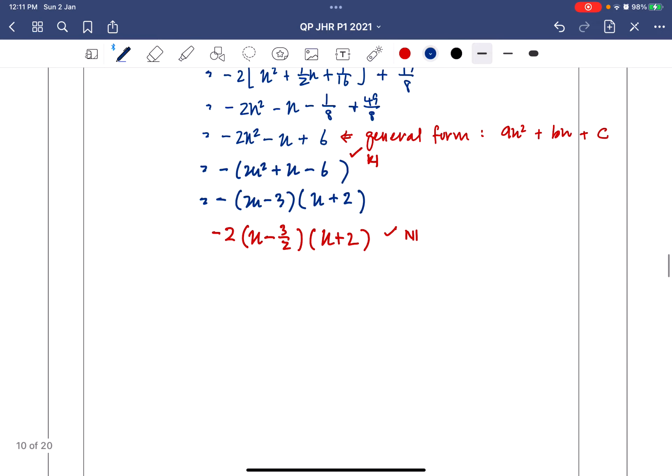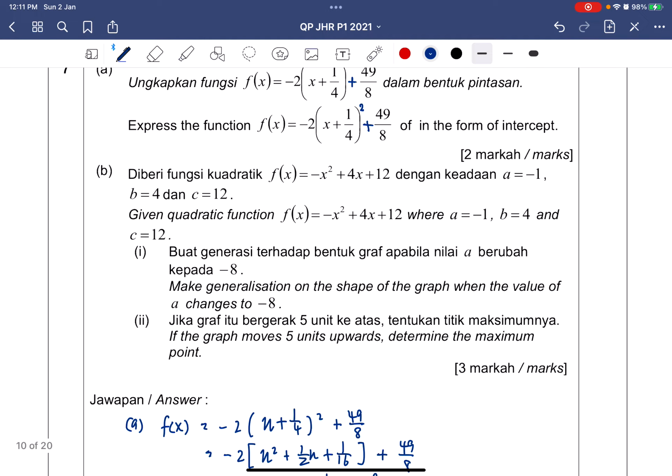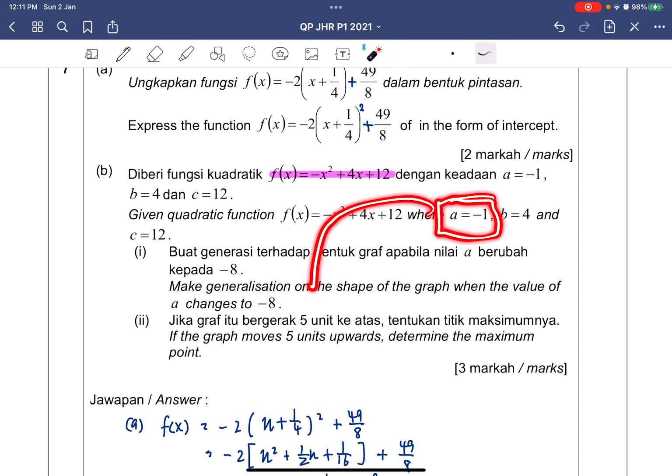Then for question B, it's 2 parts. The quadratic function is given in general form, and they want to ask us about the generalization of the shape of the graph. It means how the shape of the graph changes when the value of a changes to negative 8. So you need to know what's the effect of a on the shape of the graph.